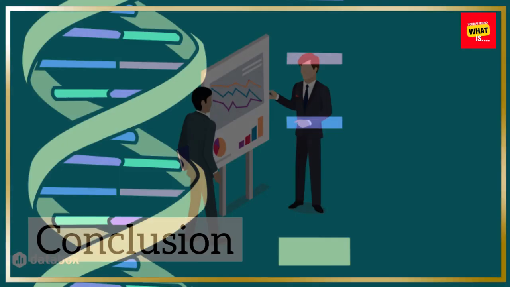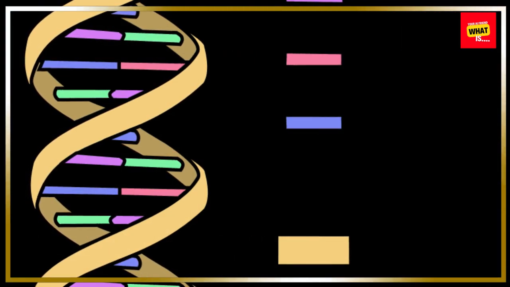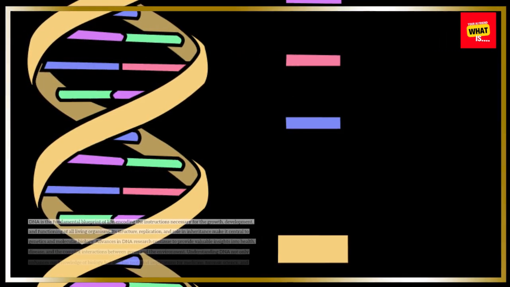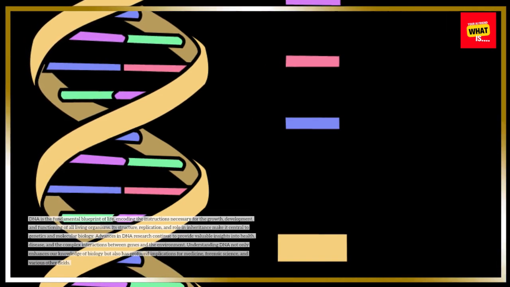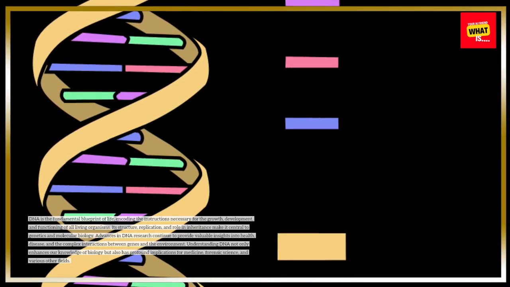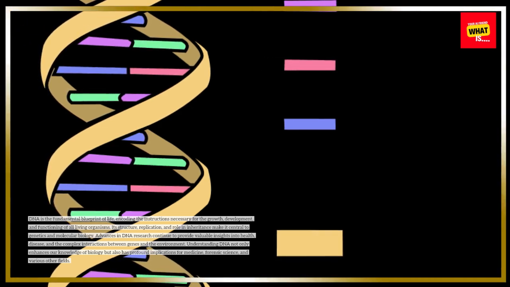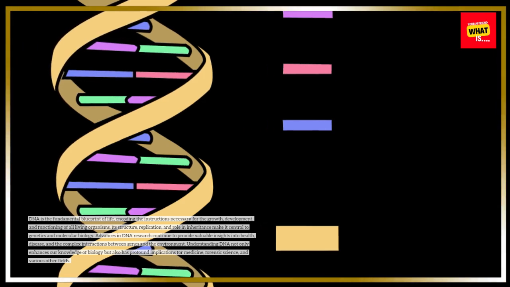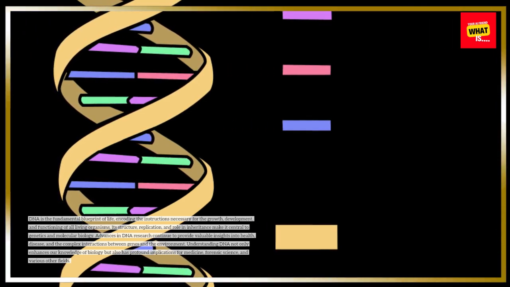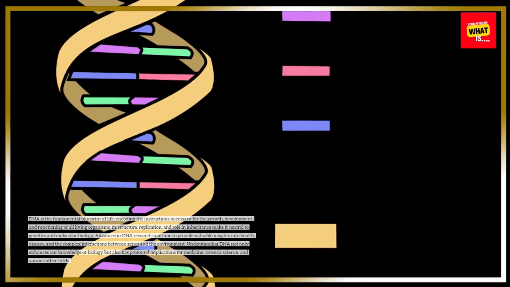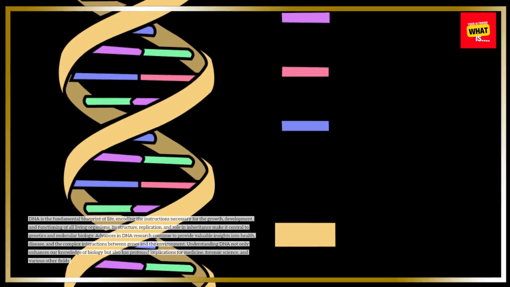Conclusion. DNA is the fundamental blueprint of life, encoding the instructions necessary for the growth, development, and functioning of all living organisms. Its structure, replication, and role in inheritance make it central to genetics and molecular biology. Advances in DNA research continue to provide valuable insights into health, disease, and the complex interactions between genes and the environment. Understanding DNA not only enhances our knowledge of biology but also has profound implications for medicine, forensic science, and various other fields.